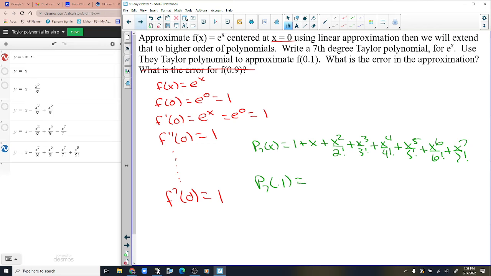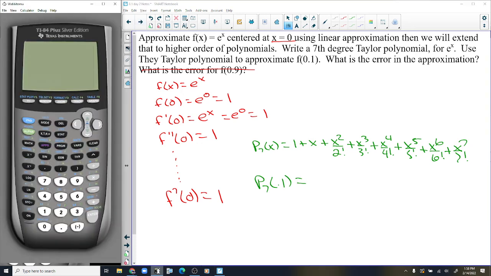This is definitely tedious. Where's my calculator? Here we go. 1 plus 0.1 plus 0.1 squared divided by 2. Messed that up. There we go. Let's do this. Plus 0.1 to the third divided by 6, plus 0.1 to the fourth divided by 24, plus 0.1 to the fifth divided by 120, plus 0.1 to the sixth divided by 720.